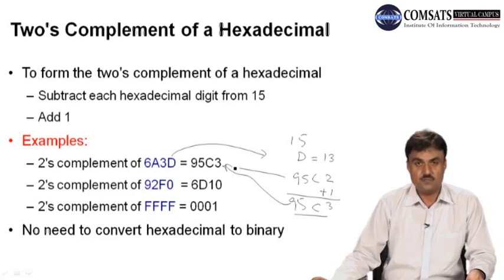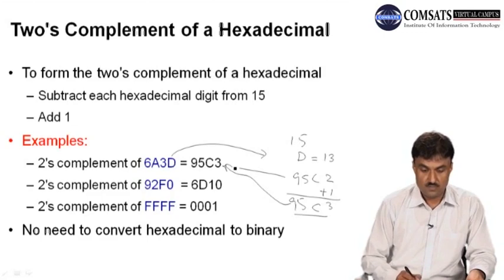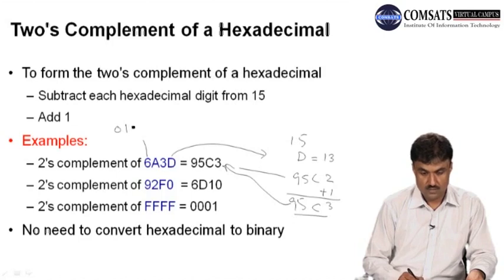So there is no need to convert it into binary. Otherwise, we can convert the number into binary. For example, the 4 digits: 6 is 0110, and then A is equal to 10, so 1010. 3 is equal to 0011.